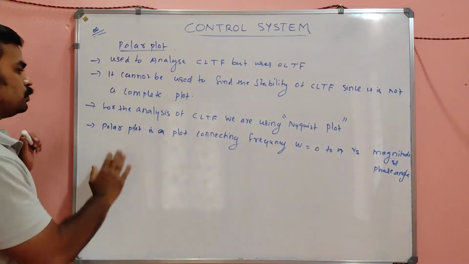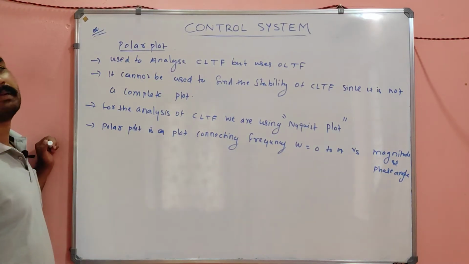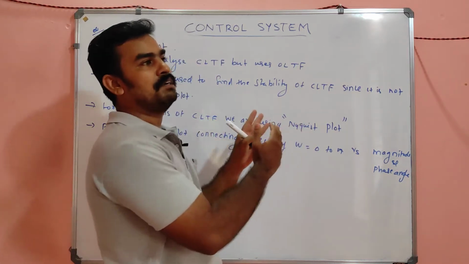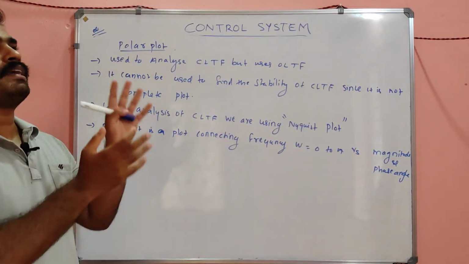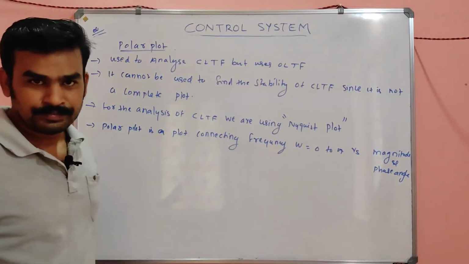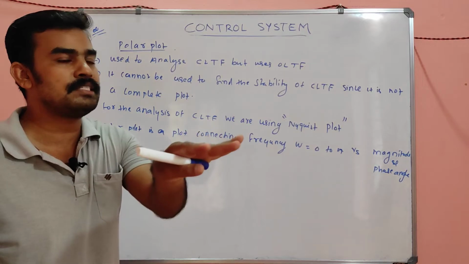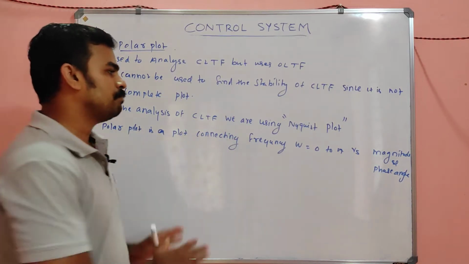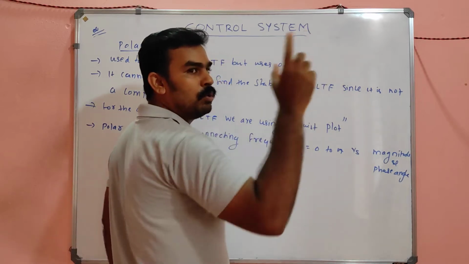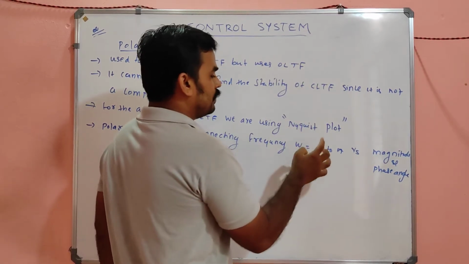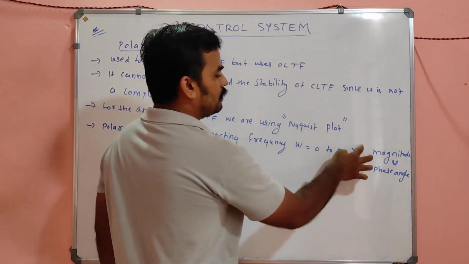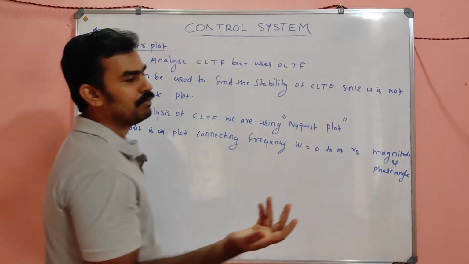Okay, simple. So polar plot is nothing but a plot connecting by what? Taking omega from 0 to infinity, and we have to observe what is the phase angle, what is the magnitude, that's all. You have to change the frequency from omega equal to 0 to omega equal to infinity. So in polar plot we just draw two points, my dear. Omega equal to 0, one point you have to consider, and omega equal to infinity also you have to consider.